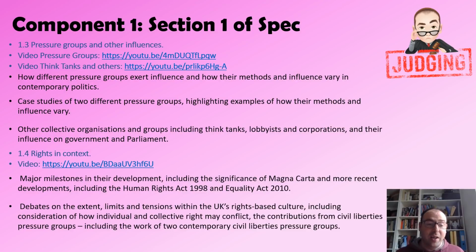Then it also has, from section 1, 1.4, rights in context, and this talks about the major milestones in development, including Magna Carta, and more recent developments such as the Human Rights Act and the Equality Act. And then it talks about the debates and the extent, limits and tensions of the UK rights culture, including consideration of how individual and collective rights may conflict, and the contribution of civil liberties pressure groups, including the work of 2 contemporary civil liberties pressure groups.